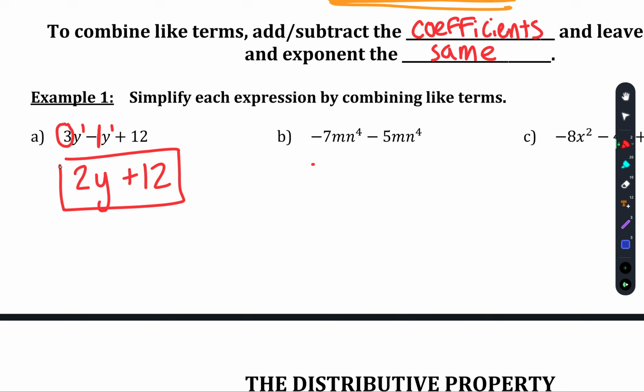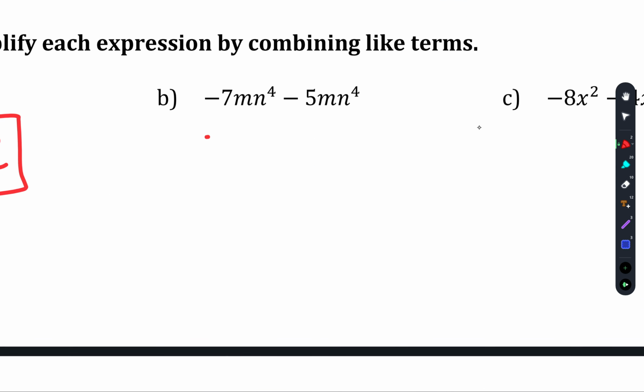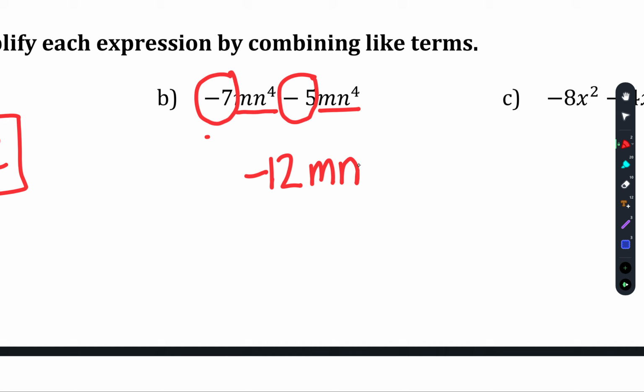Okay, moving on to letter B. Hopefully we can see, now I've got multiple letters, but as long as those letters are the exact same and those letters have the exact same exponents, we can call those like terms. So in letter B, my variables are mn to the 4th and mn to the 4th, which are the exact same. So again, I can add up -7 and -5 to get -12 and keep the variables the same.